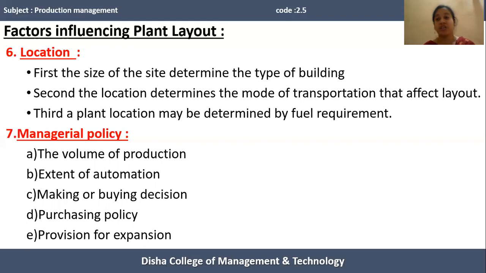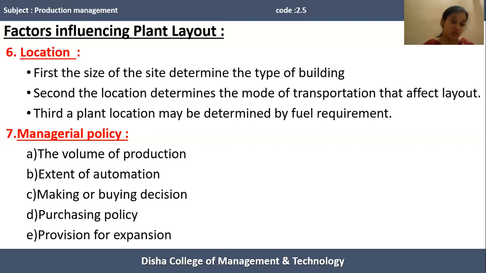Third, the plant location may be determined by the fuel requirement. Generally, the location may be identified by the industrialist according to the availability of fuel. If in a particular location coal is available and coal is used by the plant for its fuel, then the production manager has to identify a location for the storehouse in such a way that it can protect the coal in the most effective way. So the locational factor also plays an important role while designing the layout of the plant.